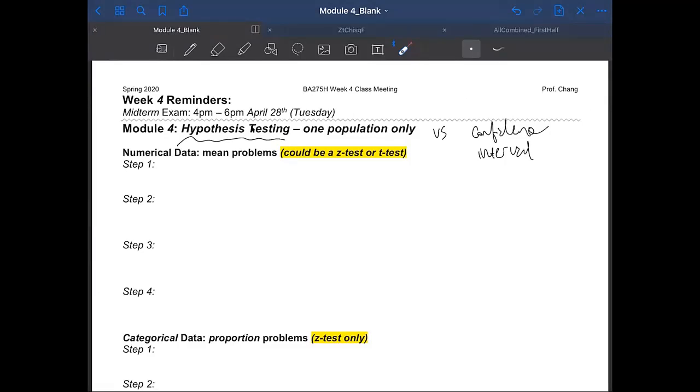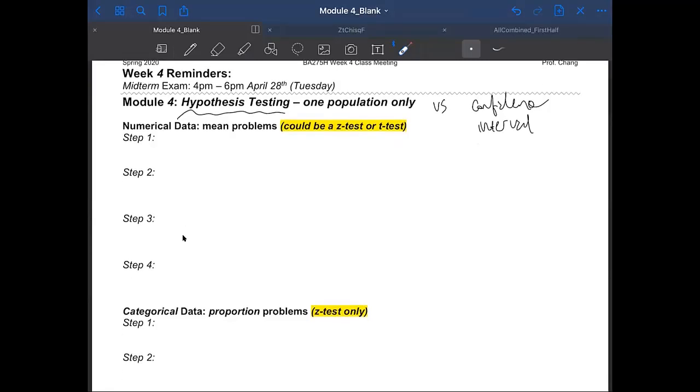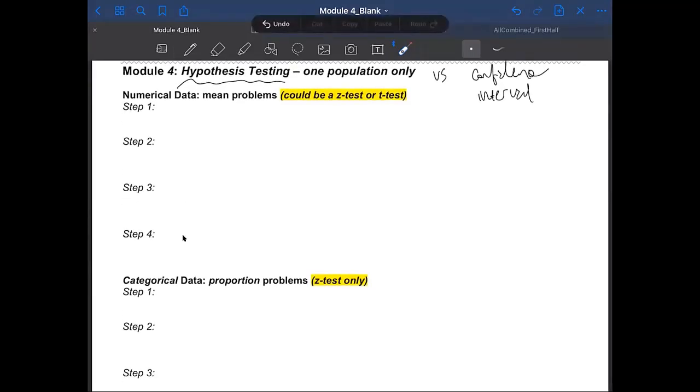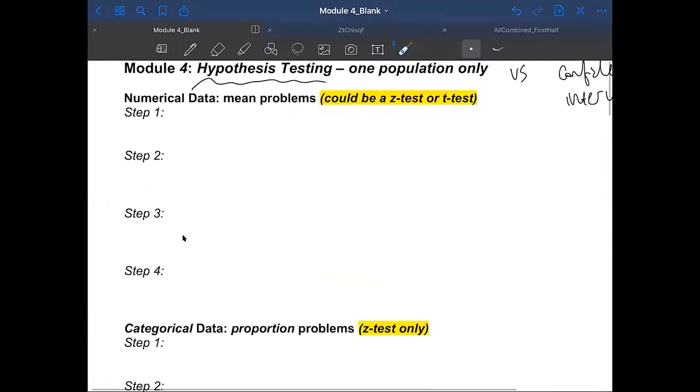As you can see, I break the problems into two different types. There's a numerical problem dealing with a mean problem, and the highlighted text says it could be a Z test or a T test. When we are looking at categorical data, it could be a proportion problem, which is only a Z test. I'm going to write out the formulas, and then with some actual problems we can practice.